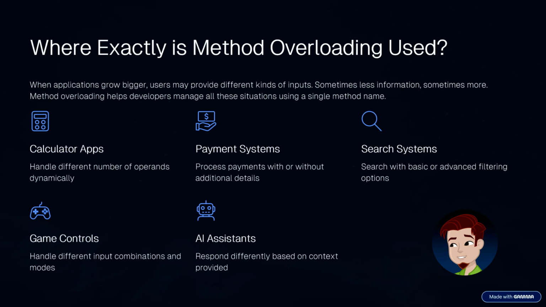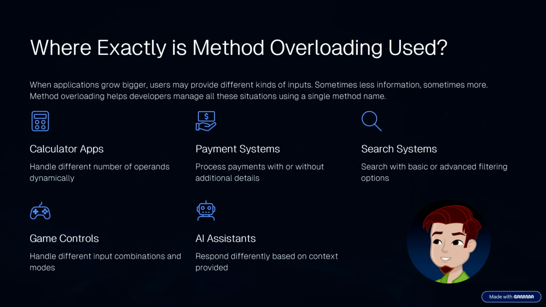Method overloading is used almost everywhere in real applications. For example, calculator applications, payment systems, search engines, game controls, even AI assistants. Let's take a search example. Sometimes the user searches only with a product name. And sometimes the user also adds filters like price or brand. Instead of creating many different methods, developers use method overloading to manage all these cases using one method name.